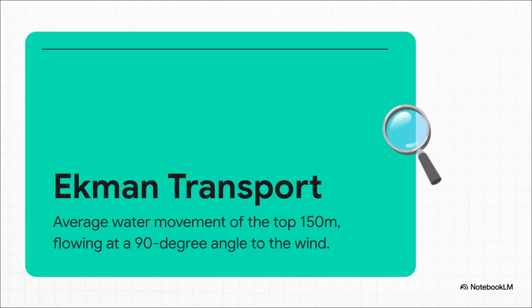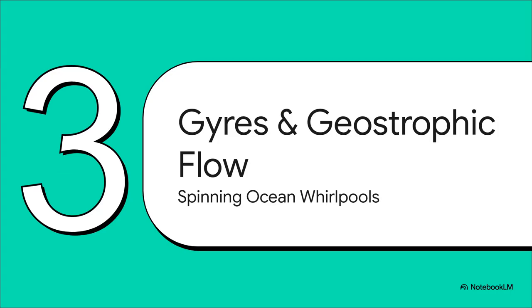It's actually really wild. By the time you get down to about 150 meters deep, the wind isn't directly affecting the water anymore. But if you take the average movement of that entire 150-meter column of water, the net transport, which is known as Ekman transport, is shoved a full 90 degrees away from the direction the wind is blowing. A perfect right angle. Which brings us to part three, gyres and geostrophic flow.